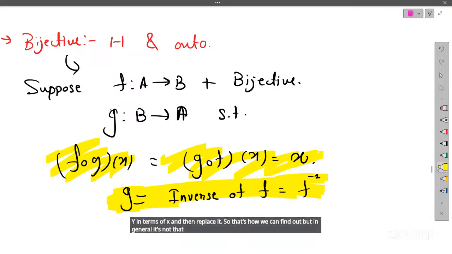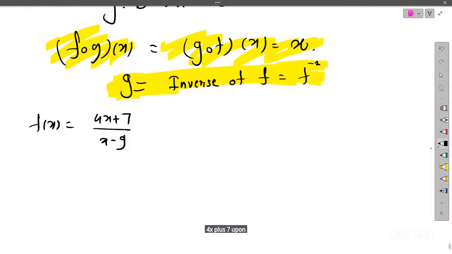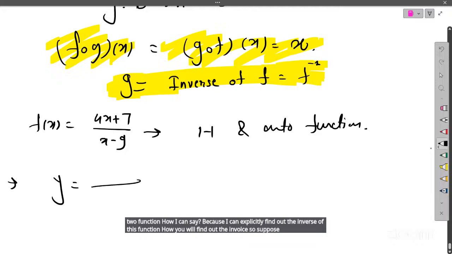So, for example, if I have this function, f of x is equal to (4x plus 7) upon (x minus 9). You can check that it is a one-one and onto function. How can I say? Because I can explicitly find the inverse of this function. How will you find the inverse? Suppose I write y is equal to (4x plus 7) upon (x minus 9).